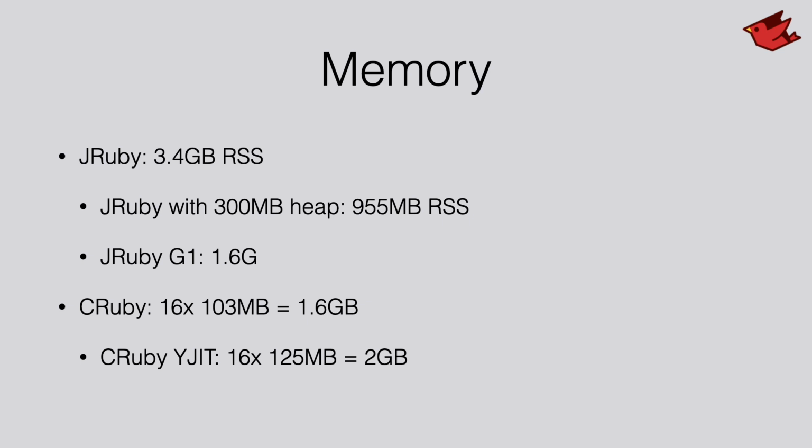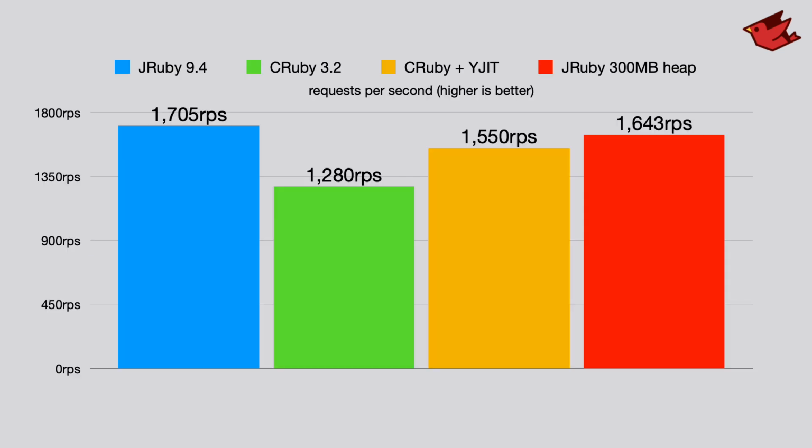And so what does this actually translate to? So here we've got a comparison between JRuby 9.4 with no extra memory configuration, Ruby with and without the JIT, and then JRuby with configuration to run in a 300 megabyte heap. And notice we lose a little bit on requests per second, but not a whole lot. And now we're using about a third as much memory.